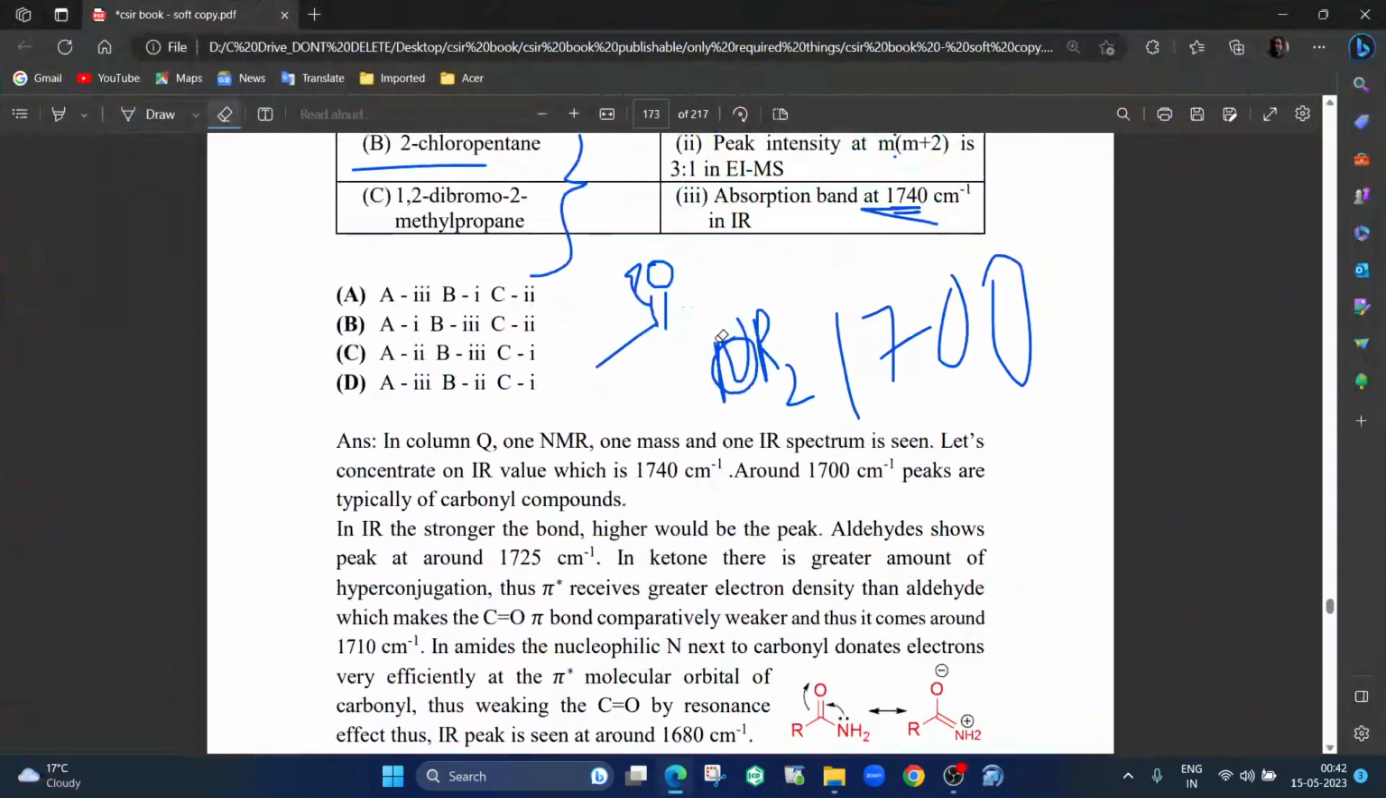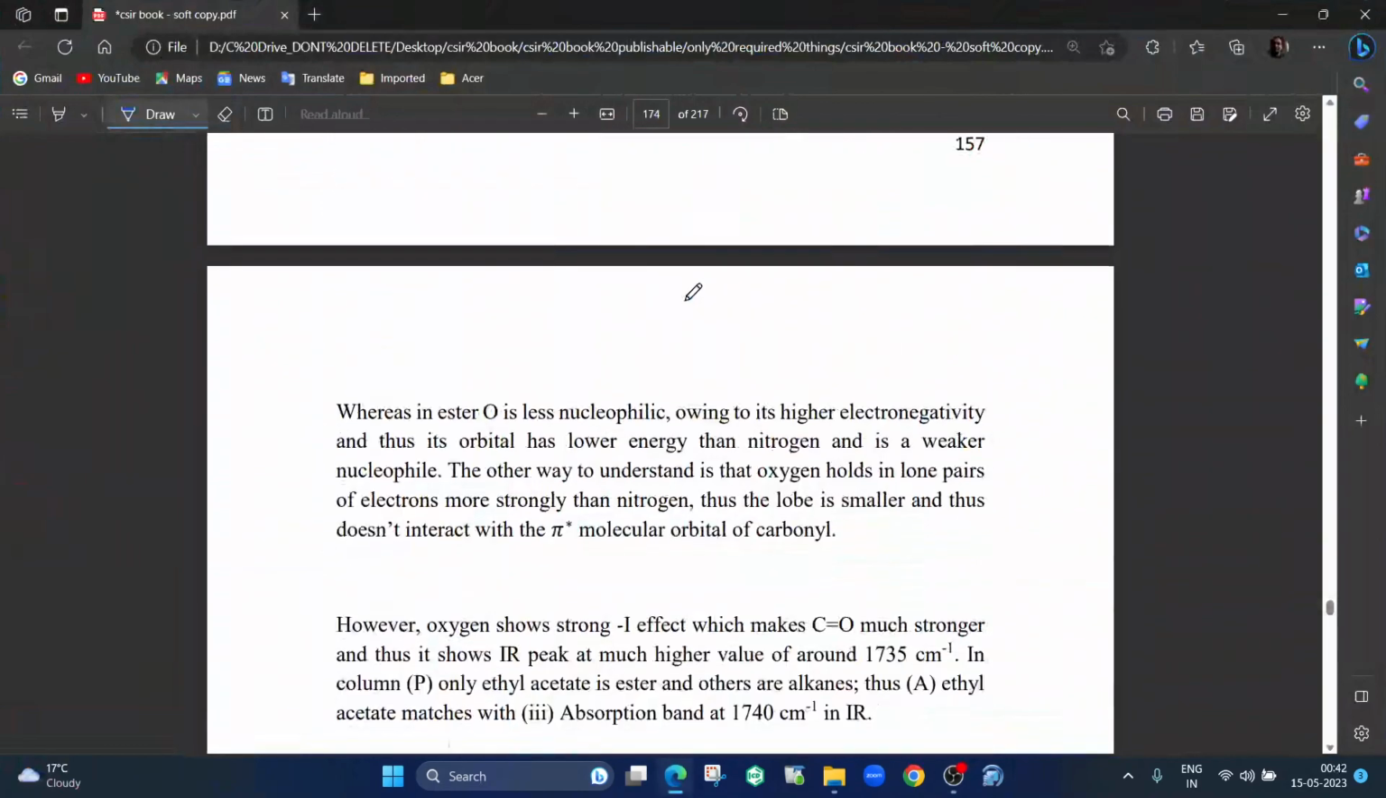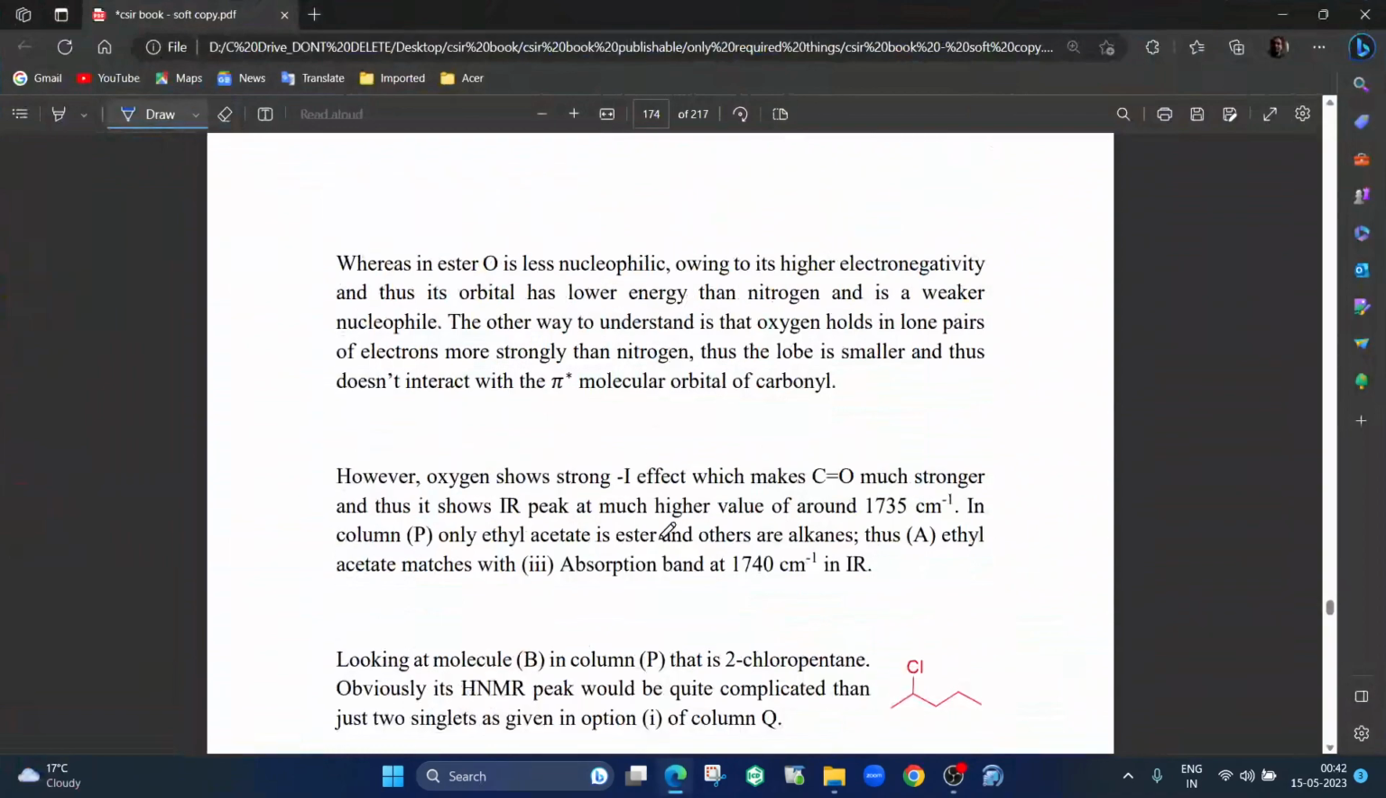But oxygen withdraws electrons due to electronegativity, by minus I effect. So when it withdraws electrons by minus I effect, it pulls this pi bond closer towards itself, and therefore this becomes stronger. It comes higher, around 1735. So if you are seeing something at 1740, be sure it has to be ethyl acetate.